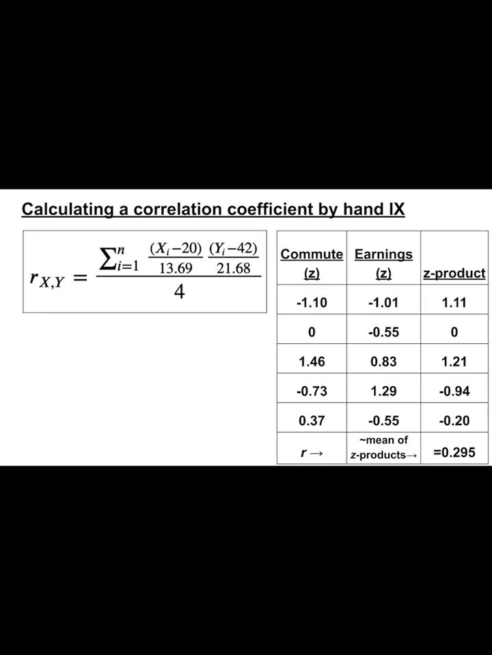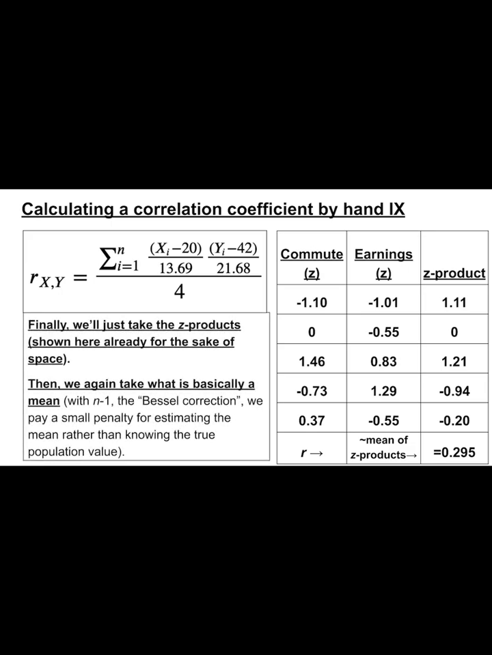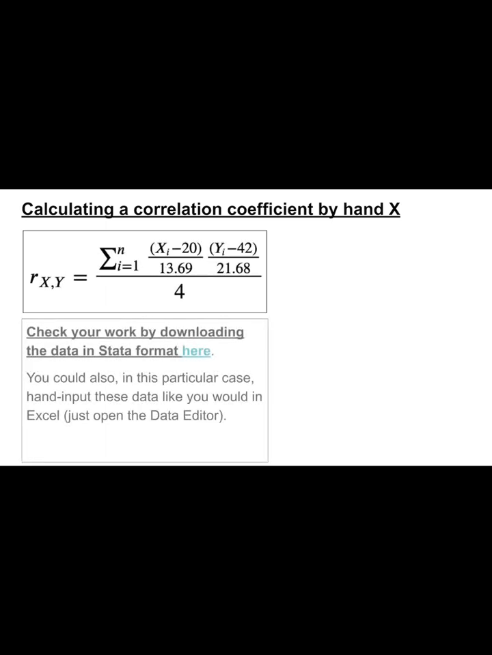That tilde there means approximately a mean. And then we happen to get 0.295. So what that gives us is the correlation coefficient. You can check your work by downloading the data in Stata format here, and you'll see that we get the exact same thing. I may edit in a part right here where I show that. In fact, I probably will.